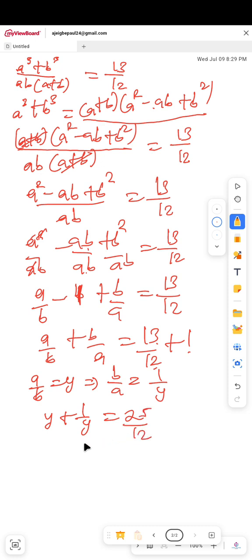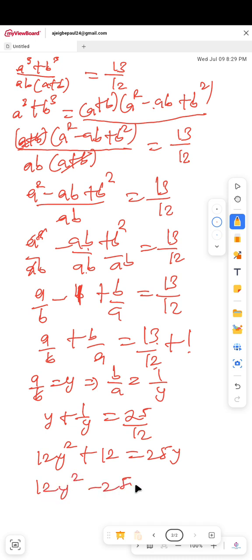So multiply both sides by 12y, and we are going to have 12y squared plus 12 is equal to 25y. So write this equation as 12y squared minus 25y plus 12 equals 0. Now let's use the factorization method to solve this quadratic equation.